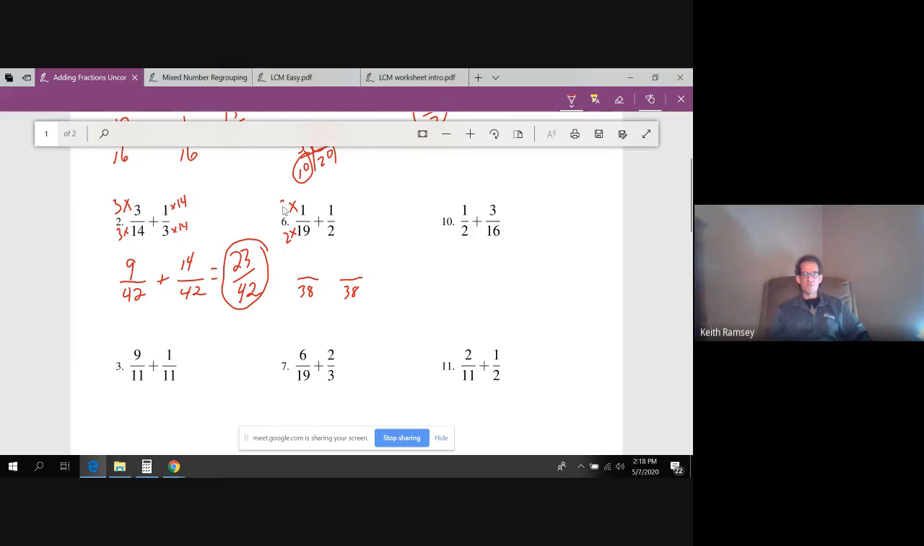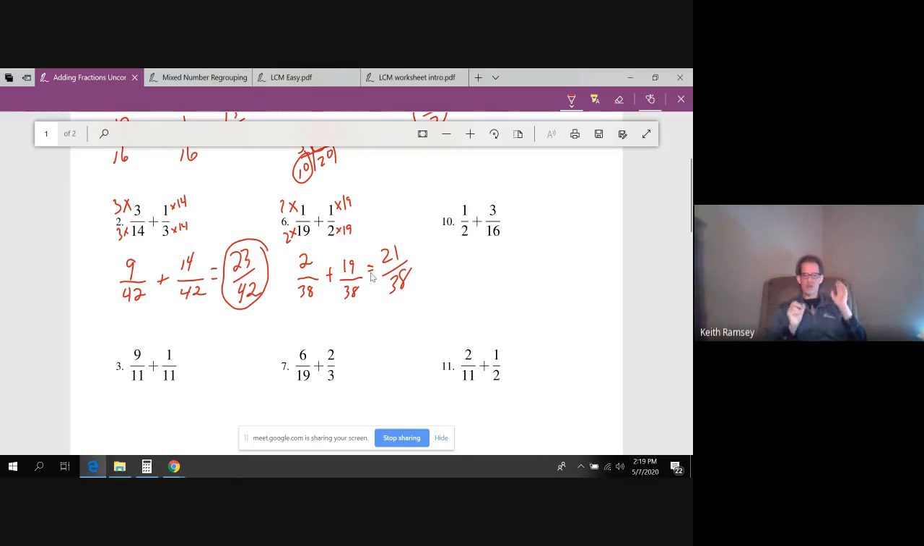So 2 times 19 is 38. I have to do the same thing to the numerator. 2 times 1 is 2. 2 times 19 is 38. I have to do the same thing to the numerator. 1 times 19 is 19. Okay, now that my denominators are the same, I'm ready to add my numerators. 2 plus 19, I'm going to get 21 over 38.